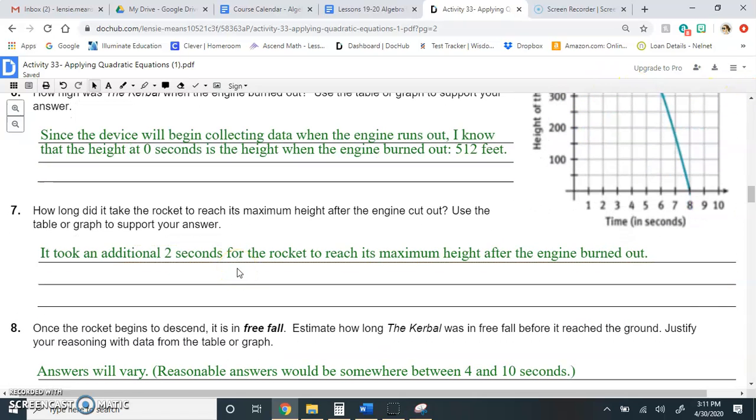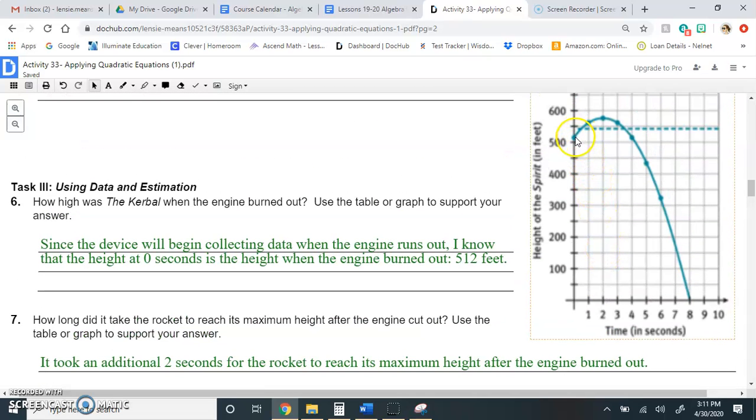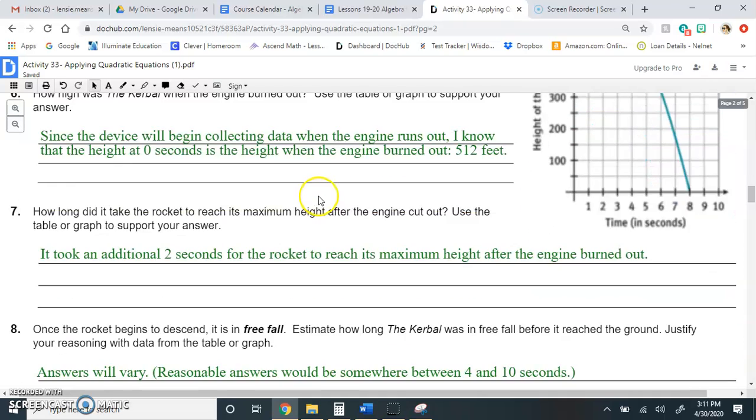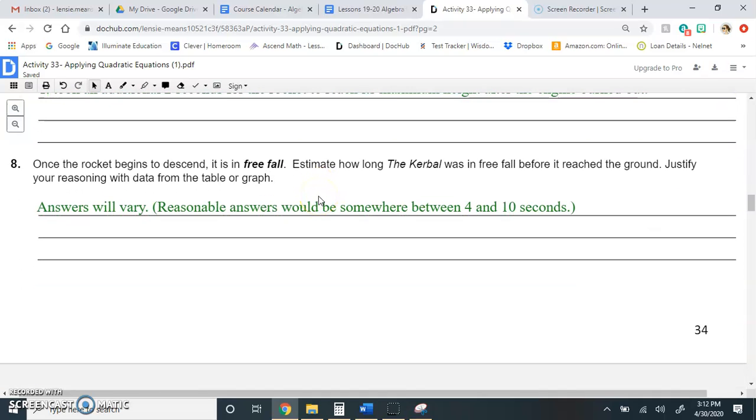All right, looking at number 7, how long did it take the rocket to reach its maximum height after the engine cut out? It took an additional 2 seconds for the rocket to reach its maximum height after the engine burned out. So the engine burned out, it continued because it was already being pushed with that kinetic energy. It continued to ascend for a brief period of time, about 2 seconds before it began to descend and free fall because the parachute did not open.